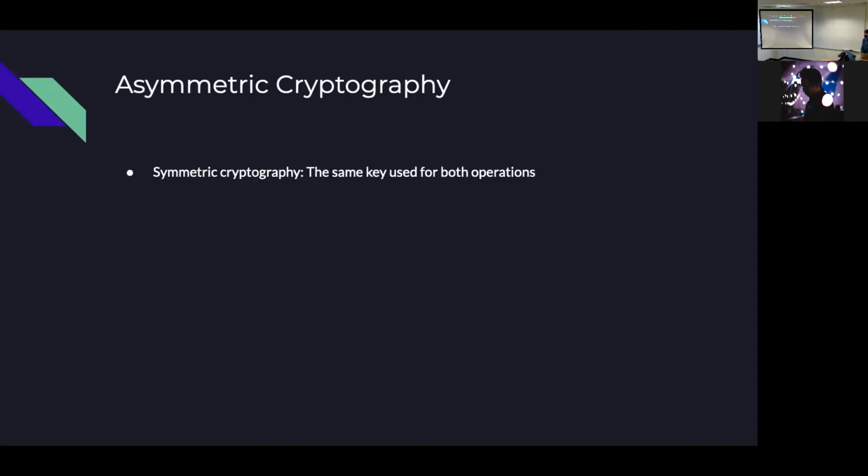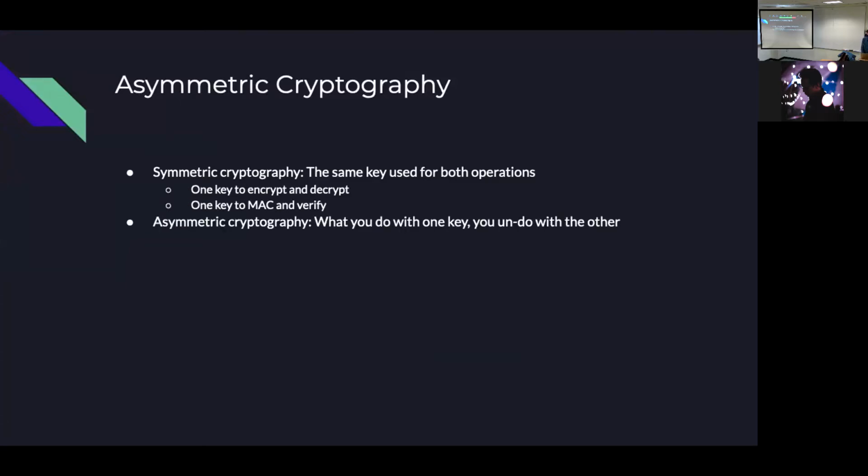In symmetric cryptography, we have the same key for both operations. So if I wanted to encrypt something, I would use a key K. If I want to decrypt something, I'd use that same key. That's why it's symmetric. It's the same on both sides. It's the same with MACs. We would use one key to generate a MAC, and then to verify, you actually generate the MAC again, so you need to use the same key.